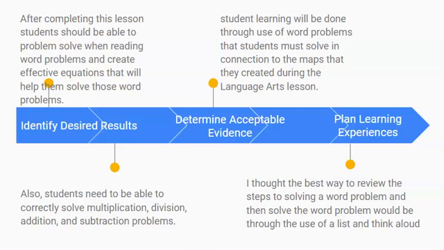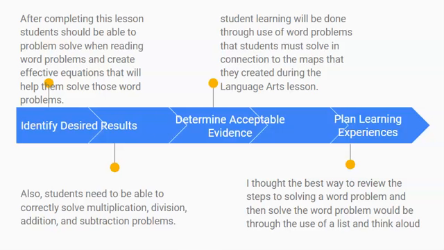So this lesson is set up in a backwards design. First, you want to identify the desired results. The results that I identified are that after completing this lesson, students should be able to problem solve when reading word problems and create effective equations that will help them solve those word problems. Also, I think students need to be able to correctly solve multiplication, division, addition, and subtraction problems because that's definitely key in being able to solve word problems in general.